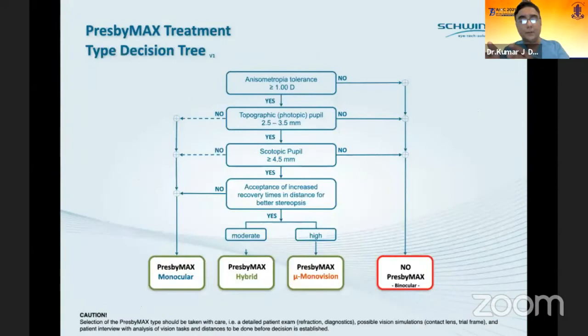Just a little bit about the treatment planning. This is a very simple chart from Schwind. If the patient has anisometropia of more than 1 diopter and is not tolerant at all, then there is no treatment possible for that patient.